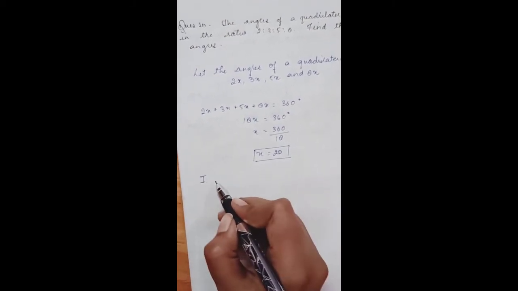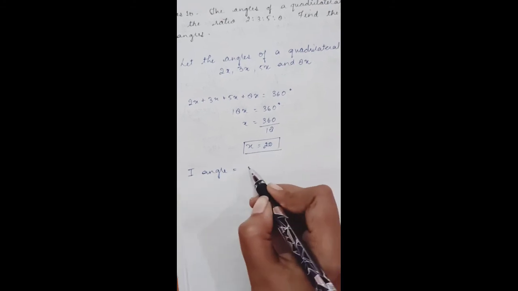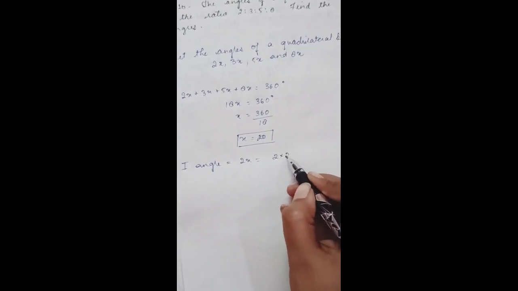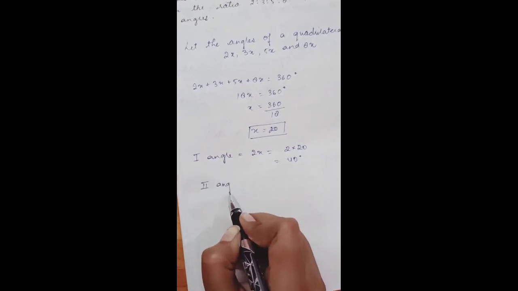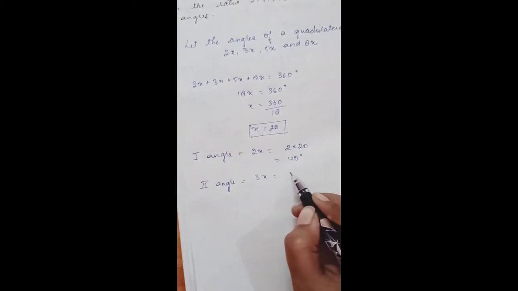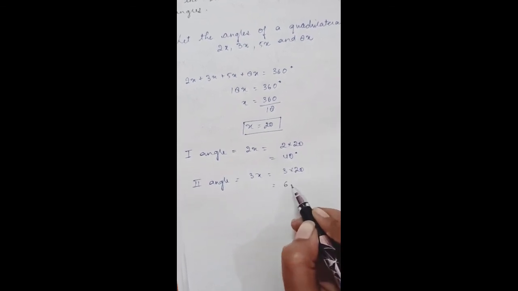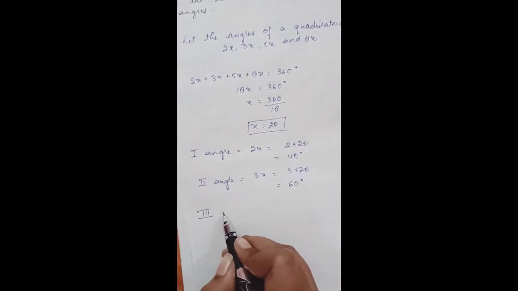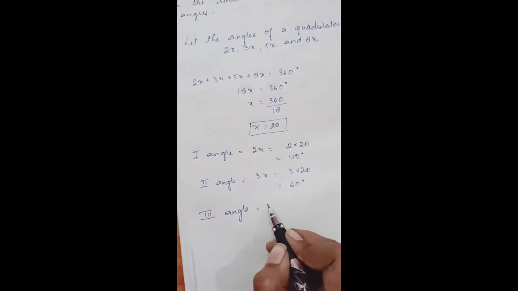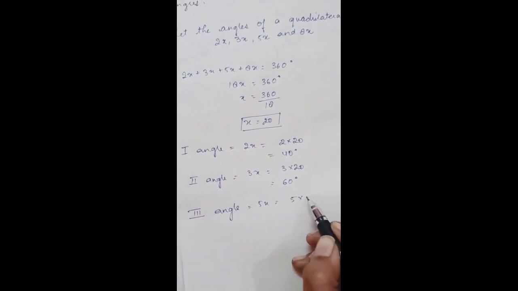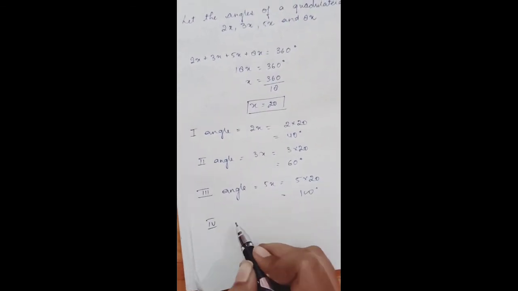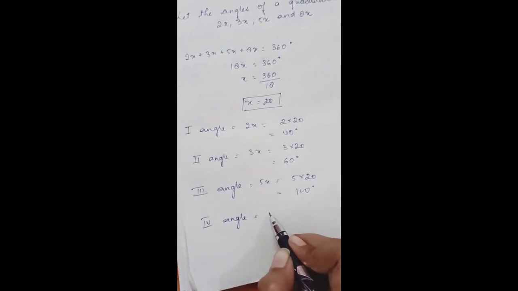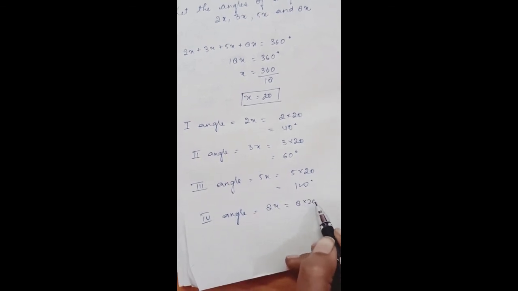So first angle is 2x, that means 2 into 20, which is equal to 40 degrees. Second angle 3x, 3 into 20, 60 degrees. Third angle 5x, 5 into 20, 100 degrees. Fourth angle 8x, 8 into 20, that is 160 degrees.